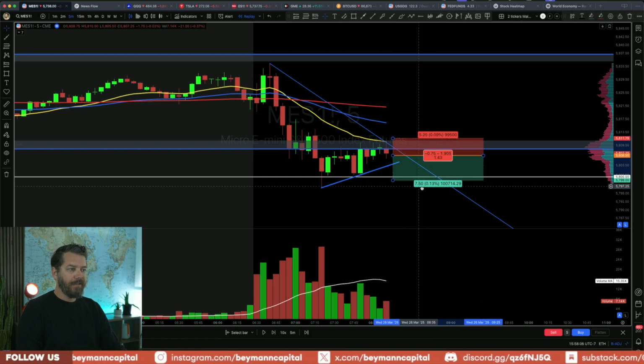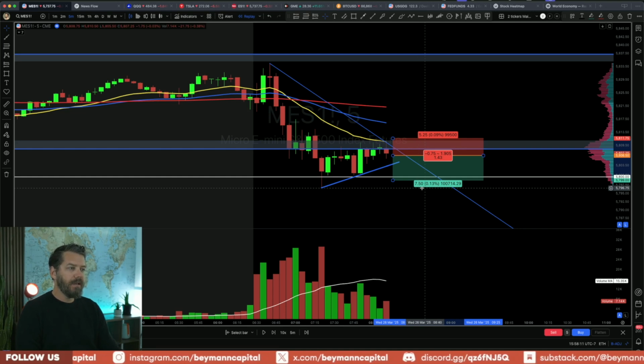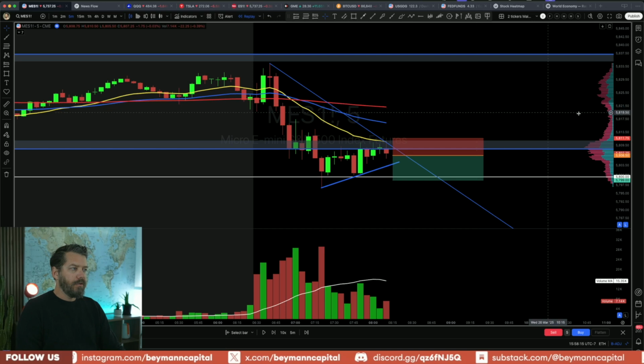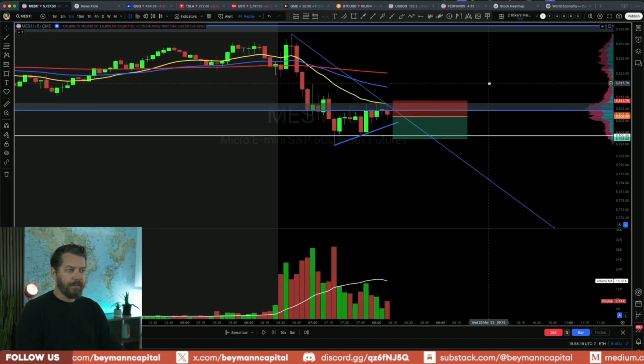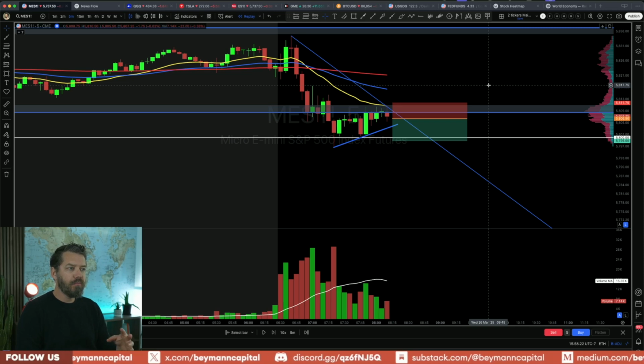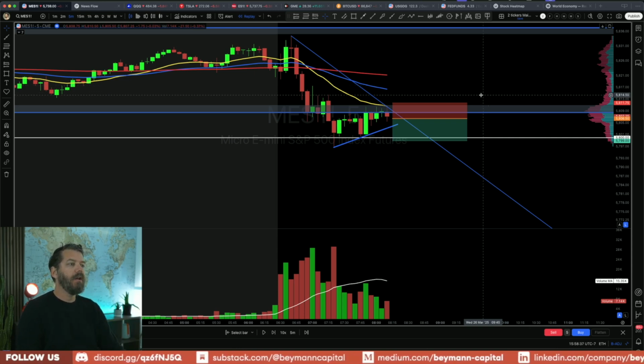But we have a third thing to determine, which is what would be the target. So the way we think about it is again in terms of confluences. We want at least two levels, two things to say, okay, this is realistically where we think the move will go. I will talk about how we trim, how we scale in, or how we scale out.